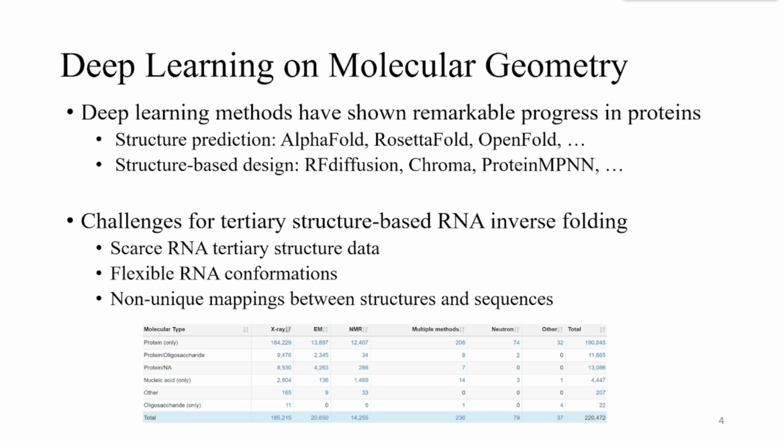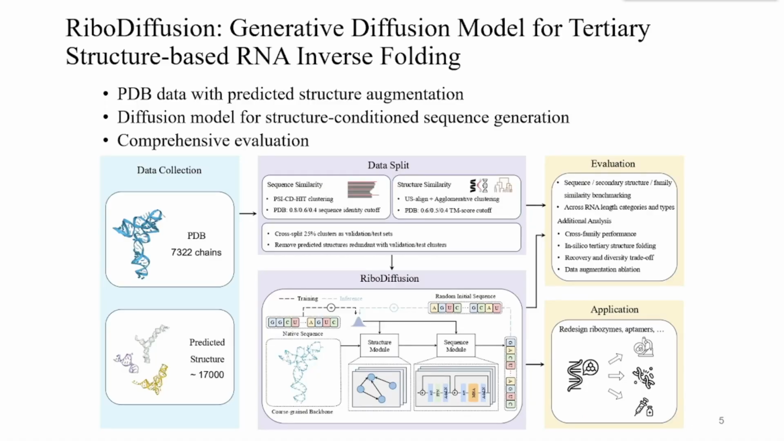However, RNA inverse folding based on tertiary structure is still a challenging problem. On the one hand, RNA tertiary structure data still remains scarce compared to protein. On the other hand, this problem requires capturing the geometric features of flexible RNA conformations, handling the non-unique mappings between structures and sequences, and providing alternative options for different design preferences. As a result, we propose RiboDiffusion.